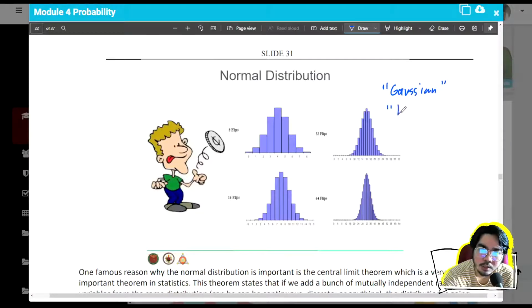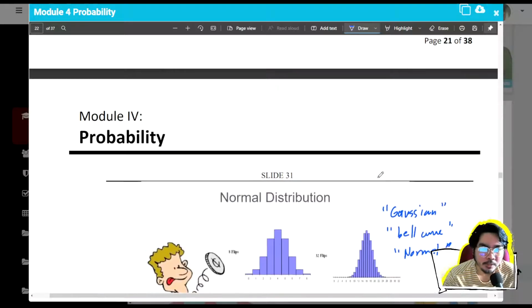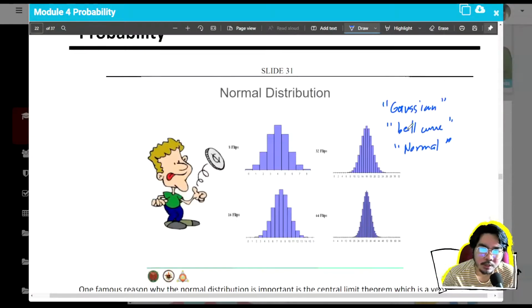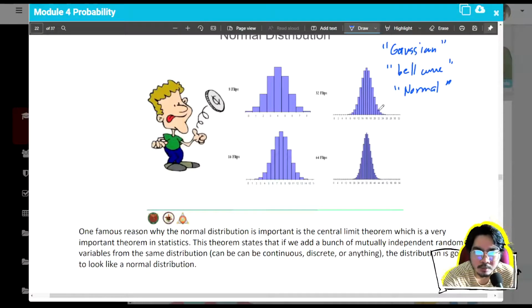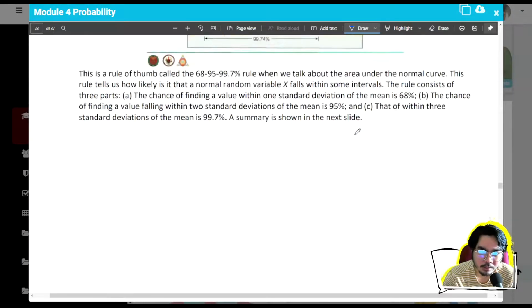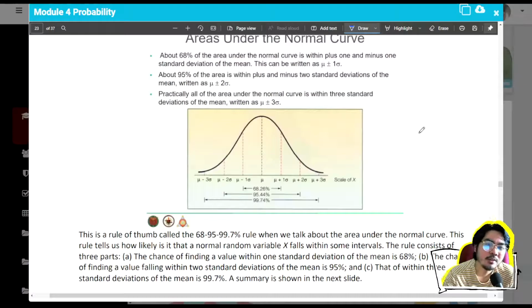We can call it the bell curve. You can call it simply just as normal distribution. Okay? So the normal distribution, some of its features, and maybe mas makikita ito. Ito yung features niya, no? If you look at the normal distribution, it is symmetrical along a center axis.